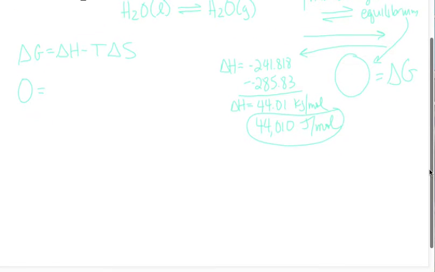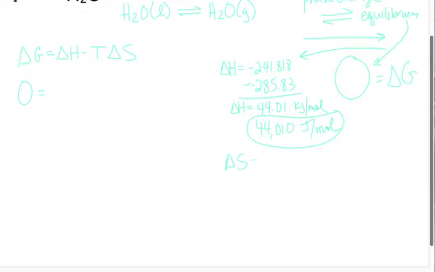All right. So now we're going to go find our delta S. Our delta S is gas minus liquid. I was looking for solid. I'm like, where the hell is solid? Gas minus liquid, 188.825, minus the liquid, 69.91. So my delta S is 118.9 joules per mole K.